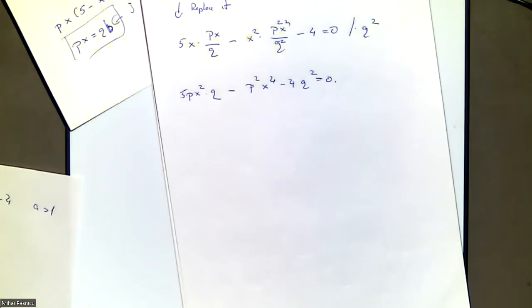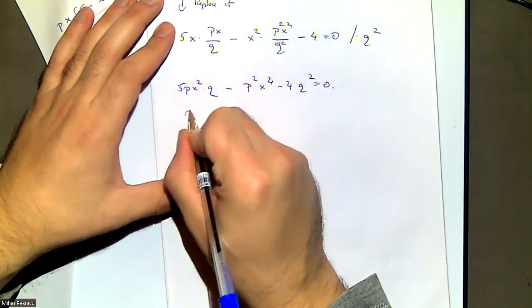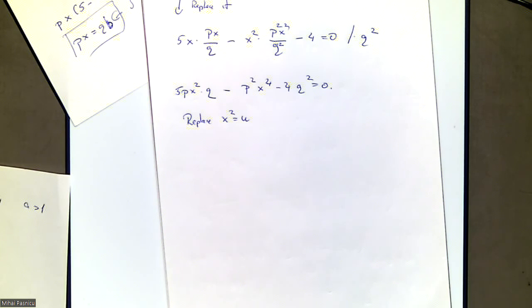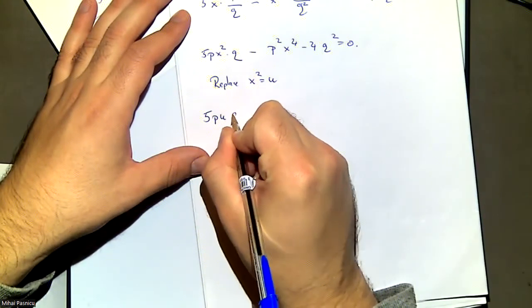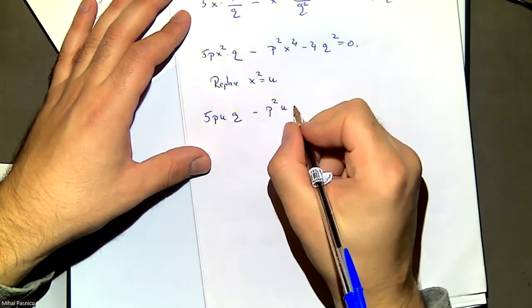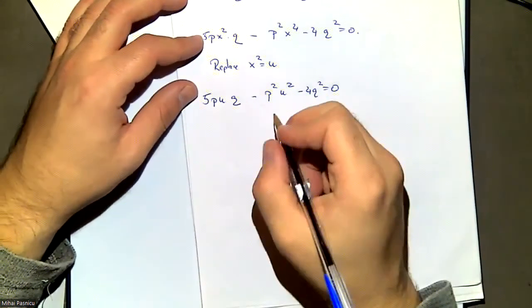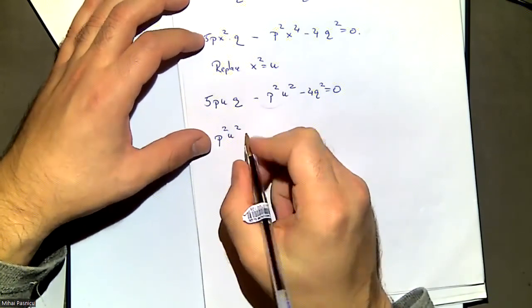Now, you do not know how to solve 4th order equations. I don't know how to do that. Nobody actually even knows. So you have to do a small trick here, which is just replace x squared with a u. Okay, this is the trick you have to do. You know quadratic equations, right? You just don't know 4th order equations. So the way you do it, this just becomes 5pqu minus p squared u squared minus 4q squared is equal to 0. Now I just like to write it with a plus. I'm bad with minuses, so I'm just going to write it like this.